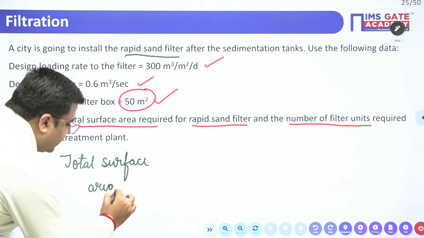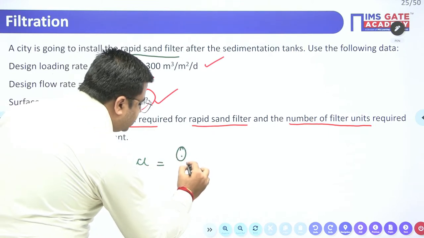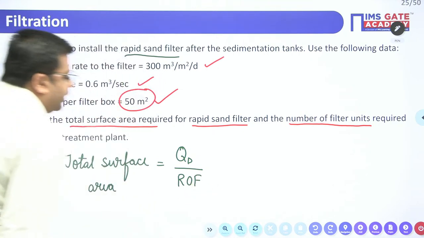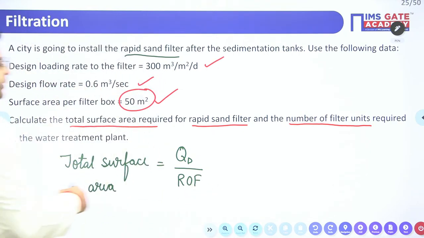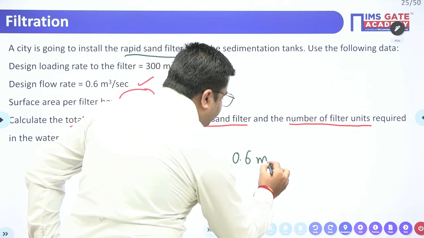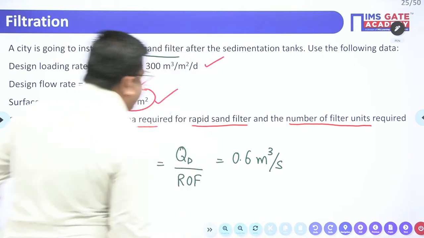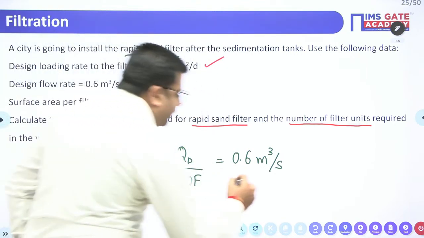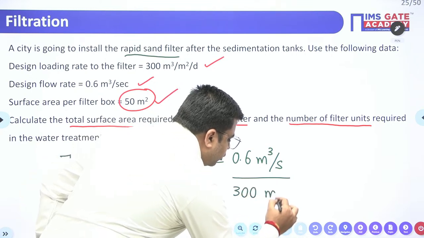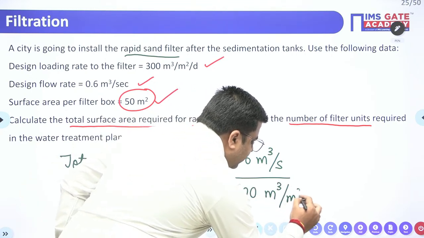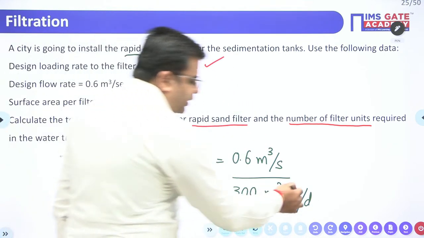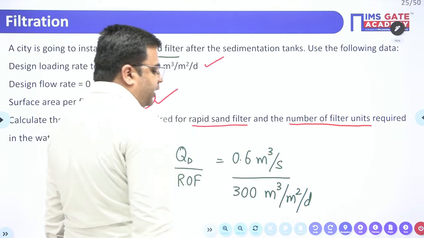total surface area can be calculated simply as design discharge divided by the rate of filtration. Design discharge is given as 0.6 meter cube per second, and the rate of filtration is given as 300 meter cube per meter square per day. So to convert this day into seconds, you have to just multiply it by 24 into 3600.